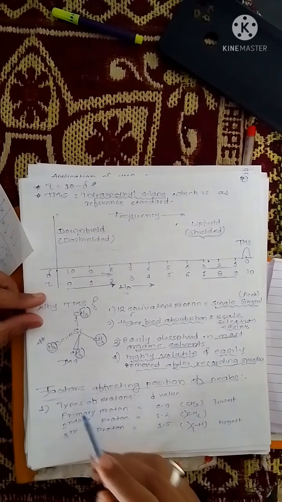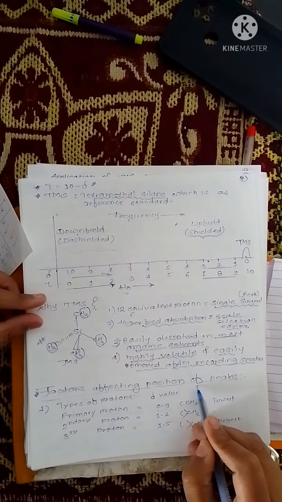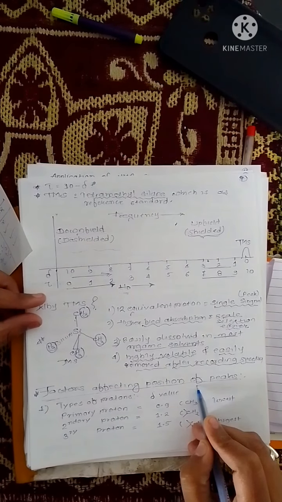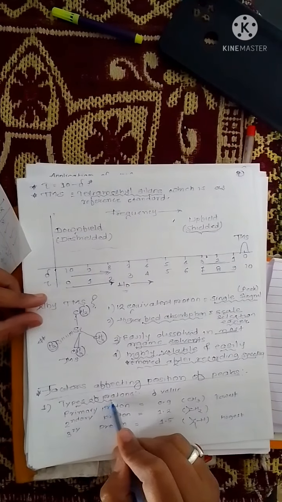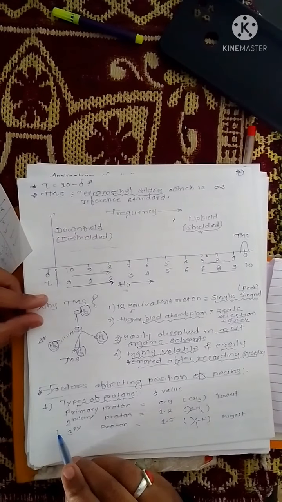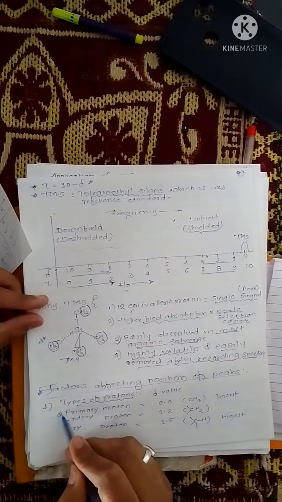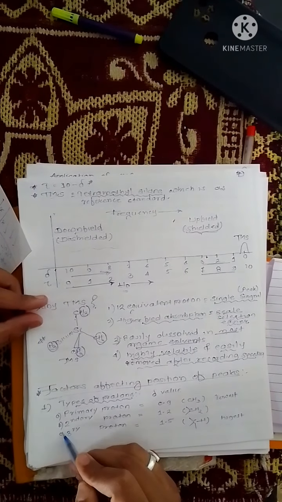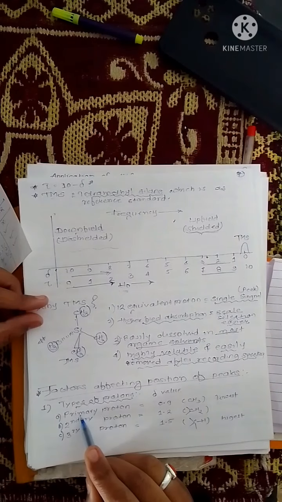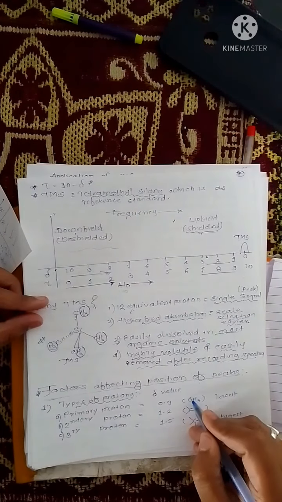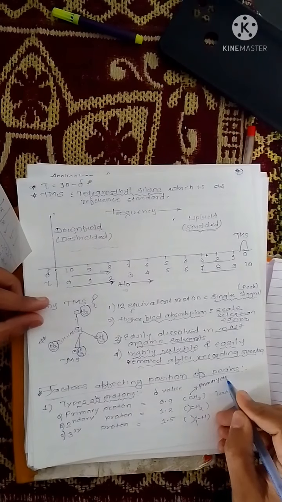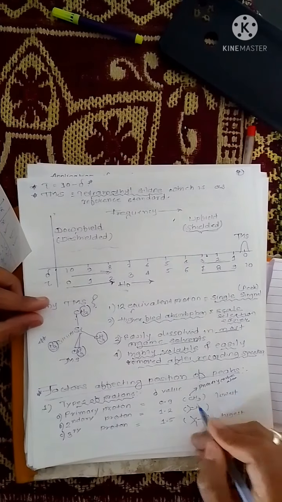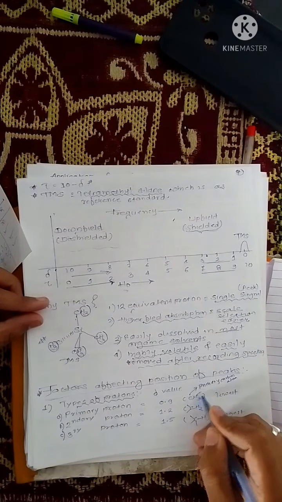Now what are the factors affecting the position of peaks? There are several factors which affect the position of peaks in NMR spectra. The first factor is which type of proton your carbon has. So just see here, protons can be divided into 3 categories: primary, secondary and tertiary. Don't get confused. Primary protons means those protons which are present on a primary carbon atom. Just see here, these 3 hydrogens present on a primary carbon atom, its delta value is 0.9.